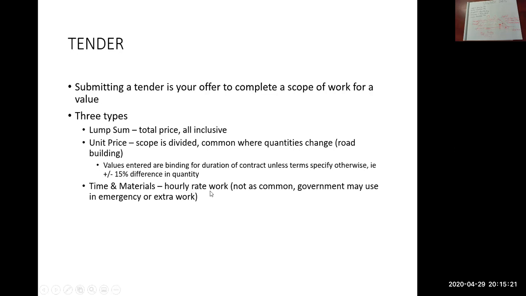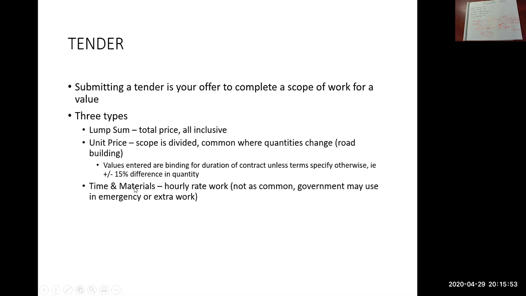The last type of tender is time and materials. It's hourly work. So you provide hourly rates for your crew and equipment. You've got a grademan rate, a foreman rate, pipe layer, equipment operator, etc. You provide all those hourly rates, and you provide rates for your equipment, and then you invoice for hours that are used based on the hourly unit prices that you've submitted.